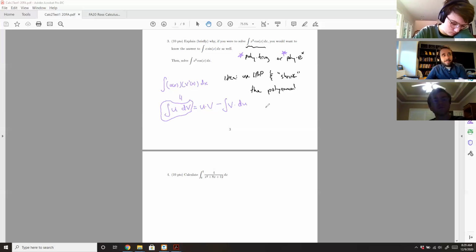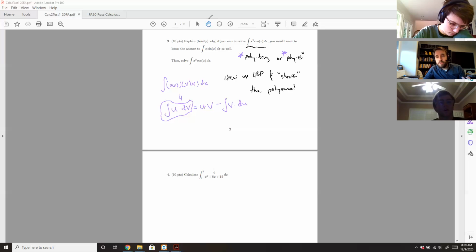I should say the trig or the e to the x expression is something that we need to be able to integrate in its own right, because if we're letting that play the role of the v prime, we'll need its antiderivative v in our final integral.